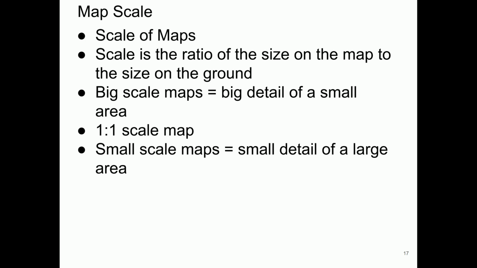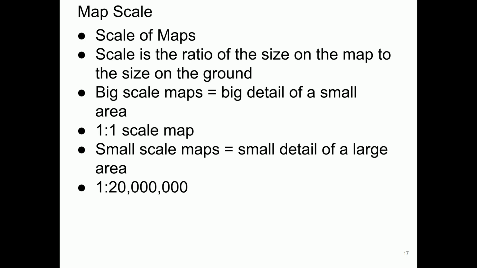Small scale maps have small detail of a large area, so like a classroom map of the world. Those are about 1 to 20 million. If it's about 6 feet wide and it's showing the entire world, the scale on that map is about 1 to 20 million. That's great if you want to see the whole world. But if you just wanted to see, for example, American River College, you'd probably want like a 1 to 5,000 scale map.